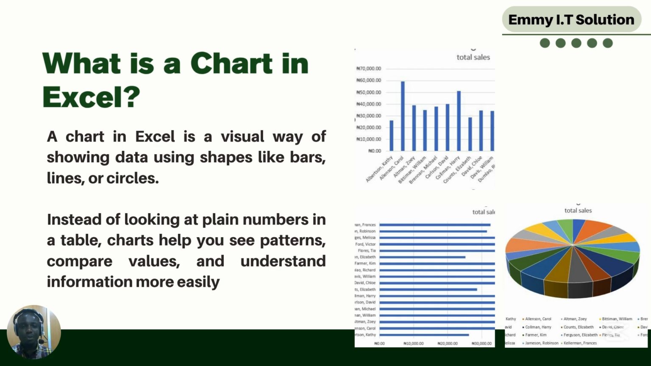You can represent it using shapes, bars, lines, or circles. So in other words, if you don't want to see the numerical aspect of the data in your spreadsheet, you can visualize it in whichever chart fits that particular data. Instead of looking at plain numbers in tables, you can visualize it in a chart. Like what I have here on the screen, this is a column chart. This one is a pie chart. I'll teach you in depth what each of them represents and how you can use them. This is a pie chart. This is a bar chart. They all represent information.